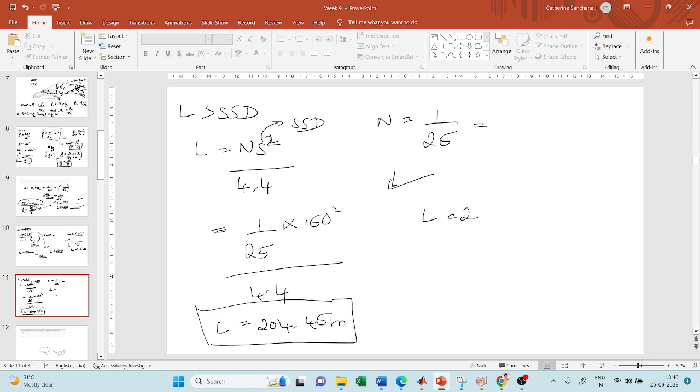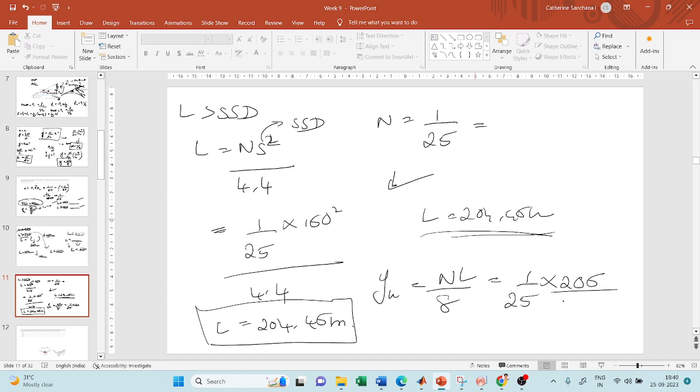Okay. So I got the length of the curve, but this is not the question that they've asked. They've asked you to find out the highest point on the curve, which is N into L by 8. So 1 by 25 into what is L? Let us take this as 205 divided by 8. So this is going to be 1.0227 meters. So this is the final answer.